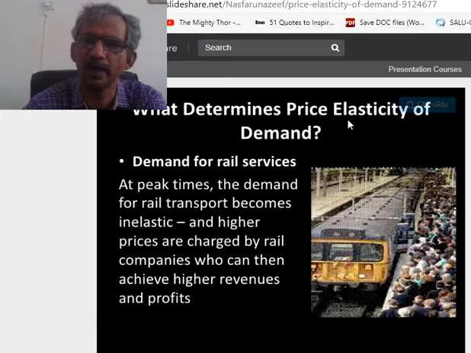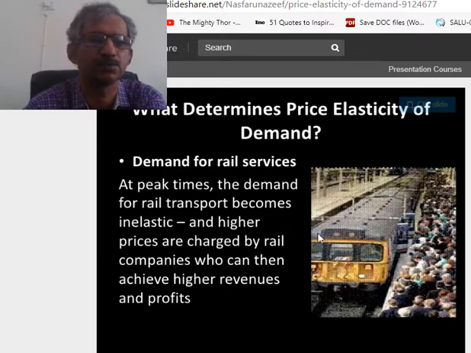What determines price elasticity of demand? What are the factors determining the price elasticity of demand? The demand for rail services, suppose, at peak times the demand for rail transport becomes inelastic, and higher prices are charged by rail companies who can then achieve higher revenues and profits.